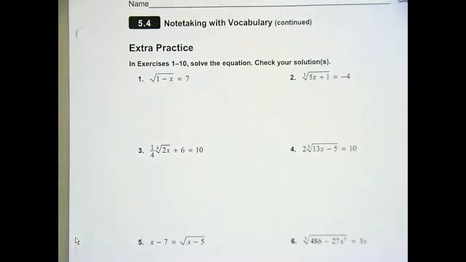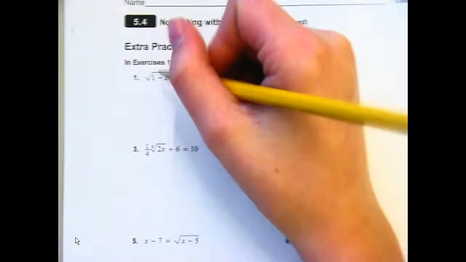Any volunteer to do number 1 up here? Yes, Dallas, all right, come on up. Just bring your pencil up there. Once you finish number 2, go on to number 3. Does this show up? Okay, it does show up. Got to square both sides.